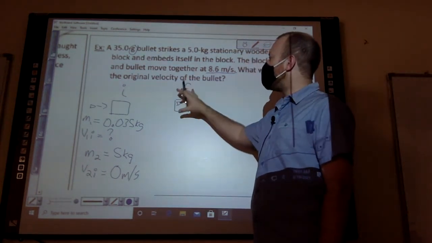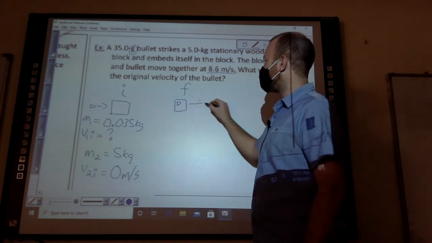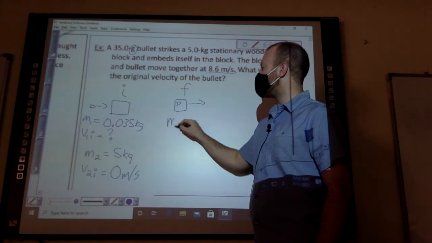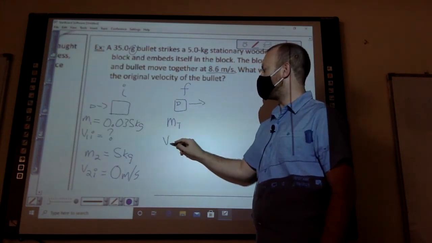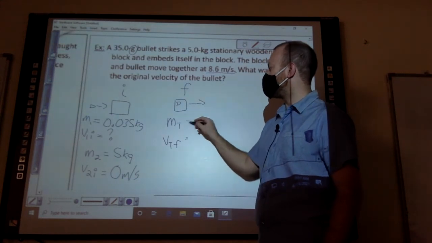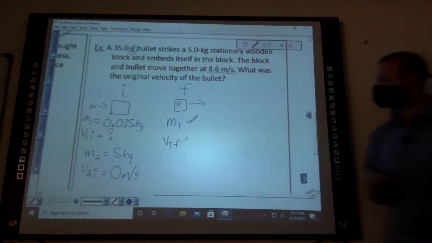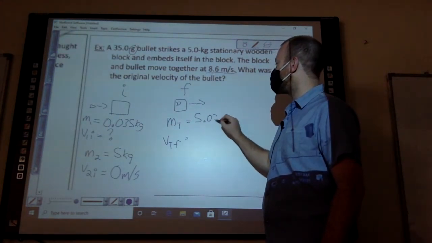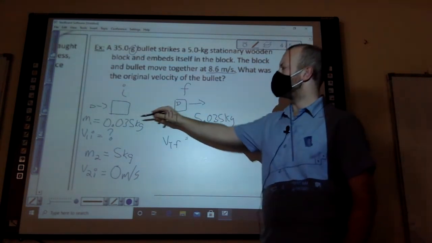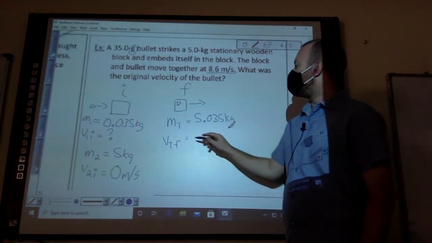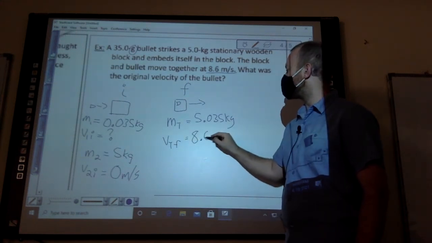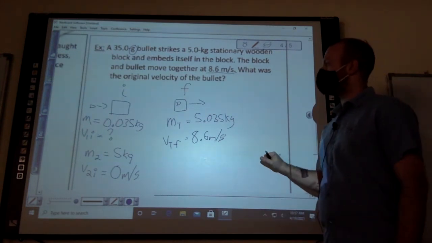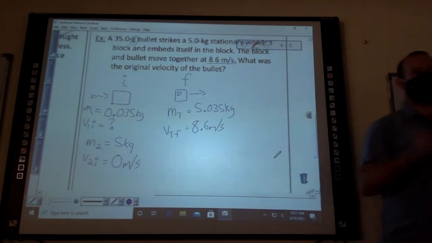So, since they are now stuck together, they're going to be flying back. But I'm no longer going to refer to this as M1, M2. I'm going to talk about mass total, and V total final. Since they're one object, I can total them together. So mass total, add these together, so I'll get 5.035. That's just M1 plus M2. And V total F is 8.6 meters per second. And it doesn't tell us any direction, so we don't really care about that. Any question with the setup?